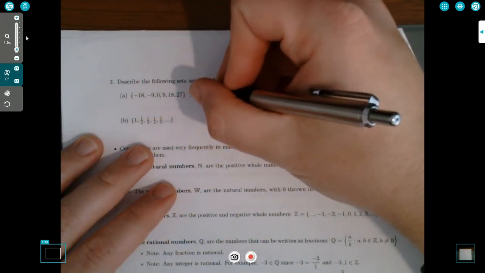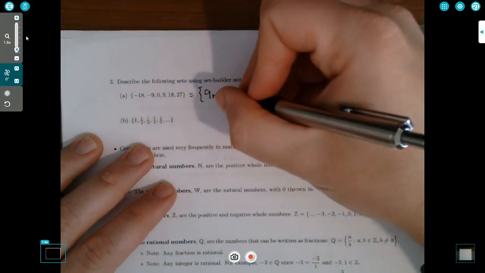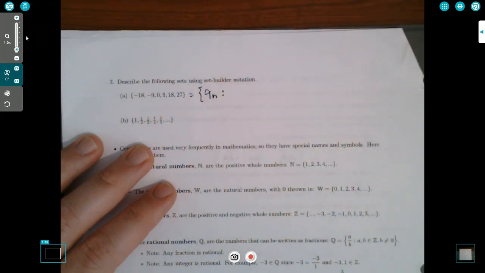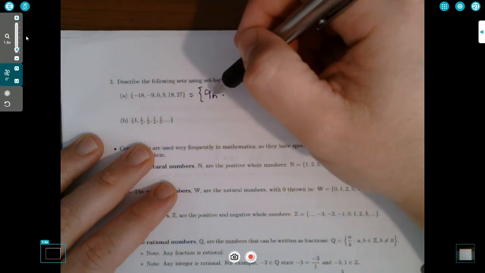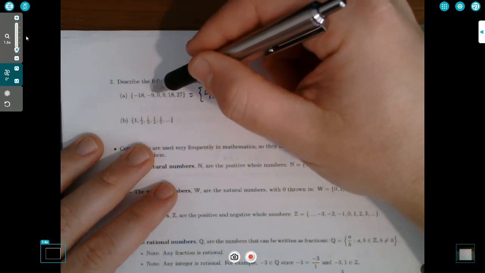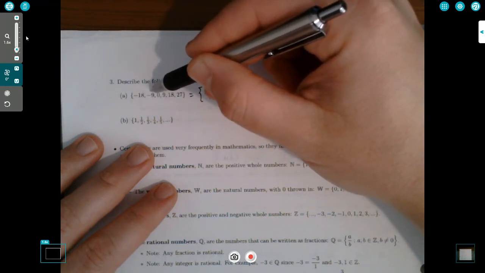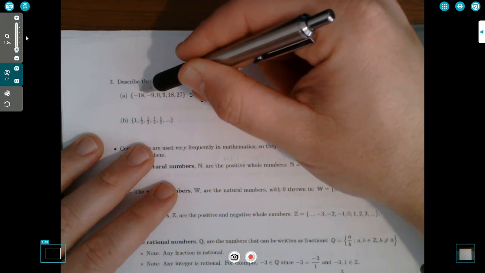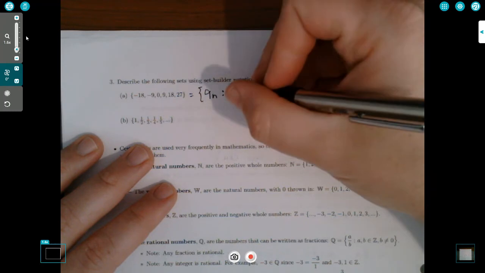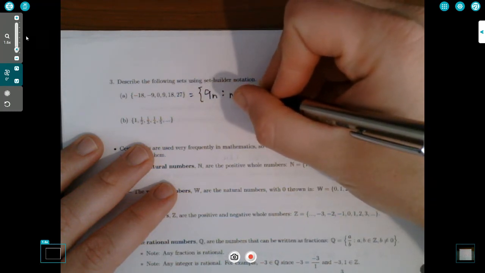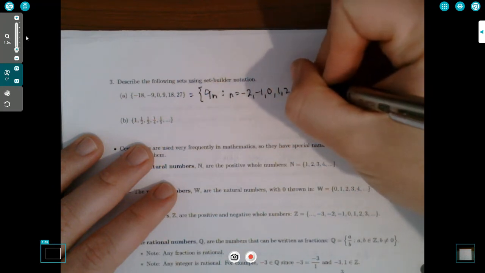So I would write this as the set of all 9 times n, right? 9 times something. But then we have to tell the reader what n is allowed to be. n is allowed to be, well, -2, right? Because -2 times 9 is -18. -1 times 9 is -9. So n can be -2, -1, 0, 1, 2, or 3. So where n equals -2, -1, 0, 1, 2, 3.